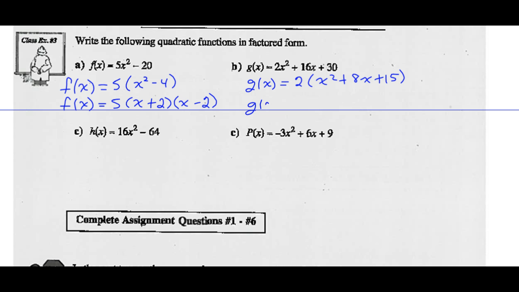And now, because I factored out that 2, I can use the inspection method we looked at the start of this unit. The only way to get to x squared is an x in the front of each bracket, and what two numbers have a sum of 8 and a product of 15?